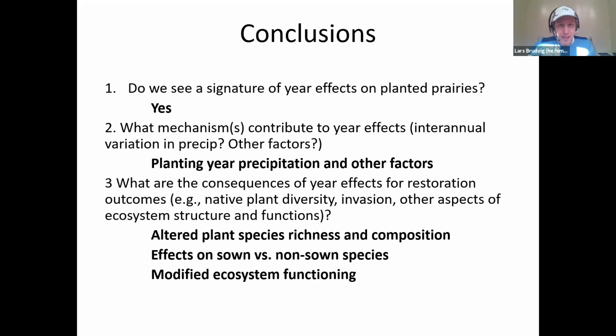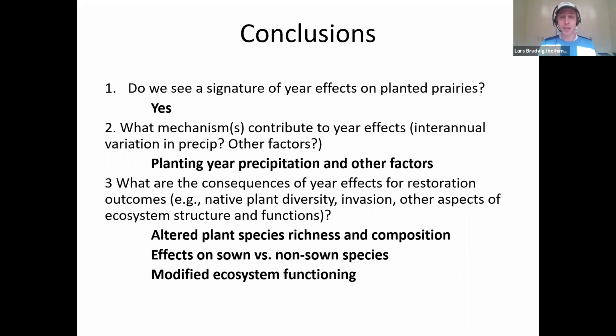Okay, so let's circle back around to some of these questions that we started off with. Do we see a signature of year effects in planted prairies? I think that based off of these 3 lines of research, I'm convincing myself at least that the answer is yes, and that precipitation seems to be an important driver of planting year effects, but it's not the only one. And again, we don't know at this point what some of these other contributors to planting year effects are, but what seems clear to me is that it's not only about precipitation.